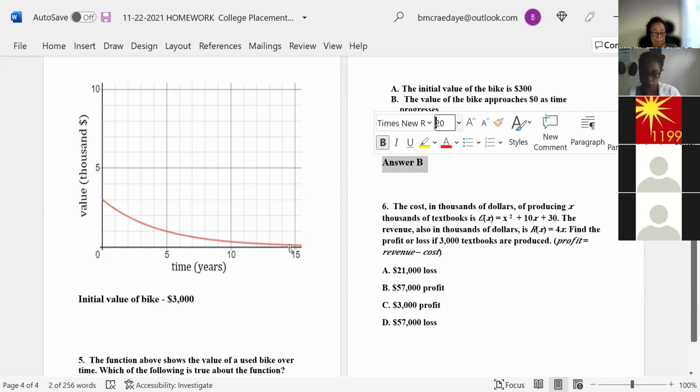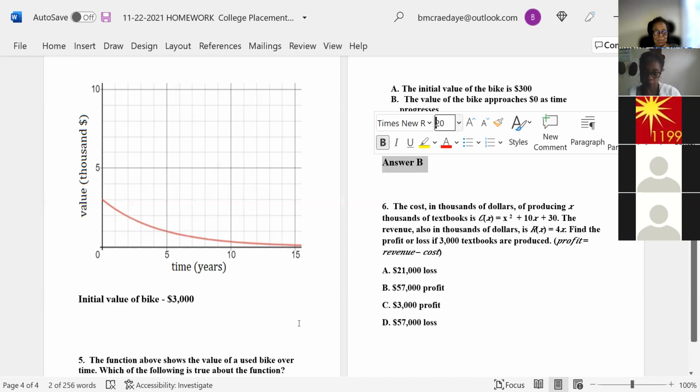So when you get to 15 years, your bike is really about zero, because zero is right here. Started out 3,000, and we call that what? Depreciation. It's depreciating. Yes. Okay. Any questions on number 5?